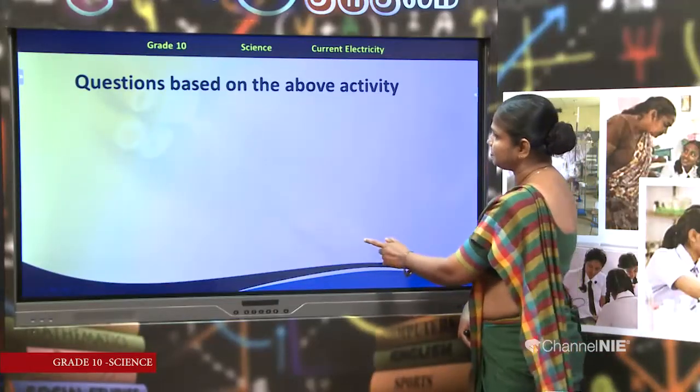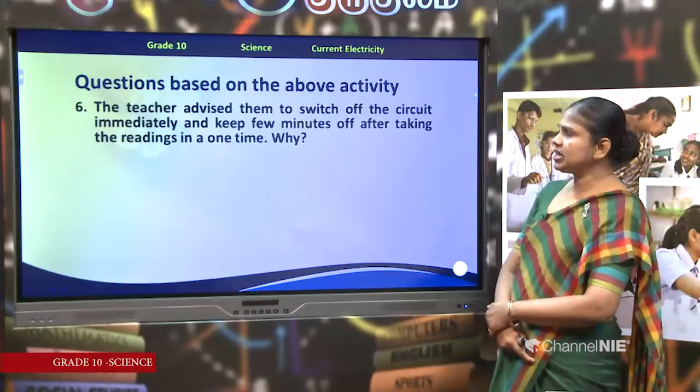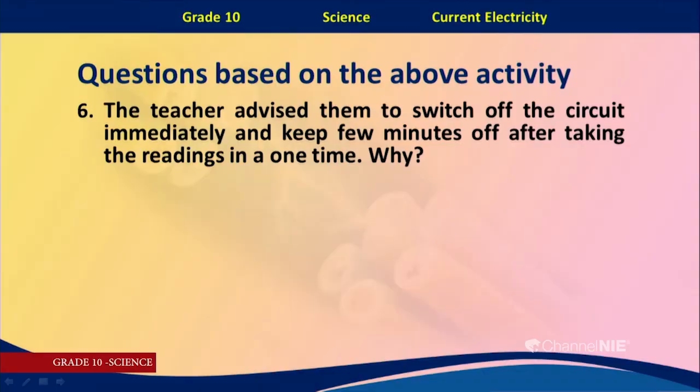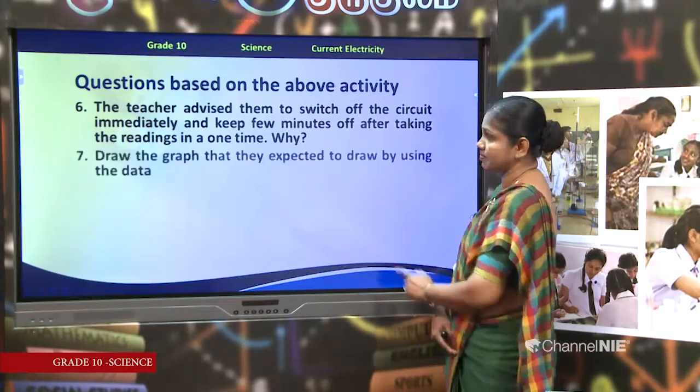Next question. The teacher advised them to switch off the circuit immediately and keep it off for a few minutes after taking the readings one time. Why? To maintain the temperature of the conductor constant. This is the reason. To maintain the temperature of the conductor constant.